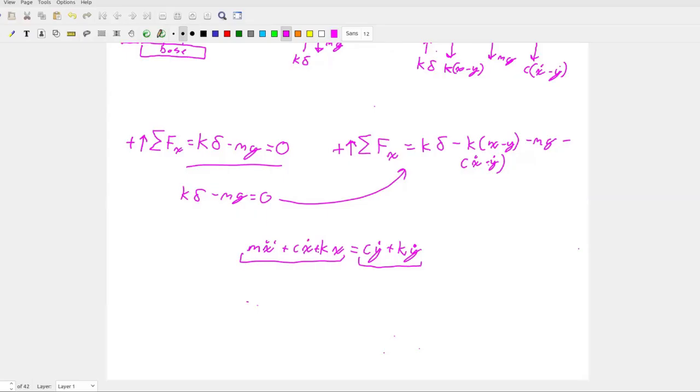Okay. So we need, yeah. Why is it ky dot and not just ky? You're right. Sorry, it is ky. Correct. Okay. We need a function for y that we can use to excite our system.